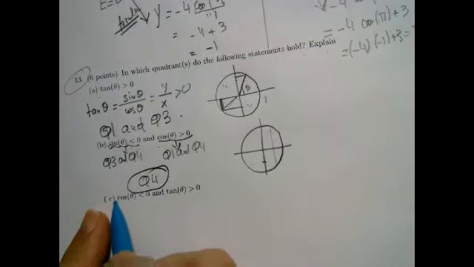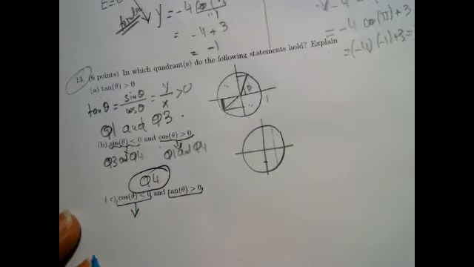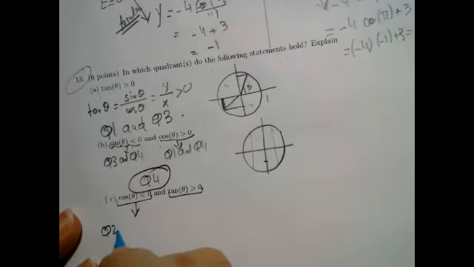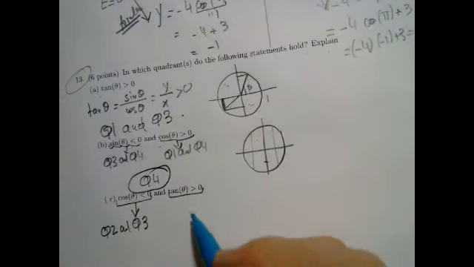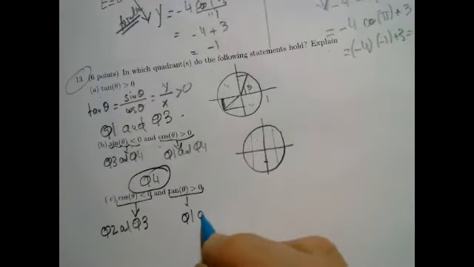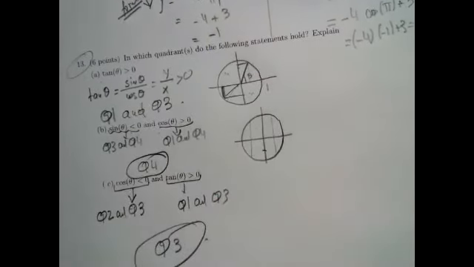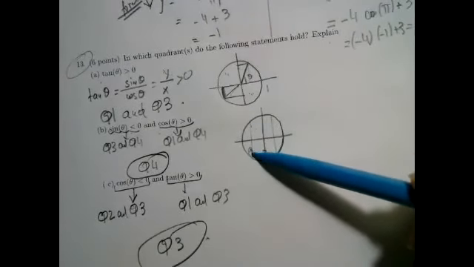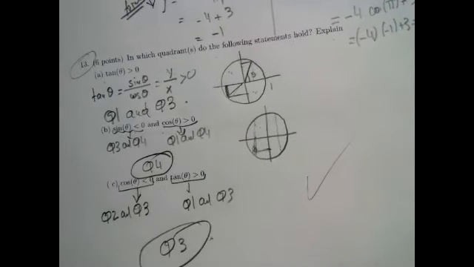Okay, and finally, I want the cosine to be negative, and the tangent to be positive. Cosine is the x coordinate. So that's negative in quadrant 2 and quadrant 3. Tangent is positive. We've done this, quadrant 1 and quadrant 3. So the answer here will be in quadrant 3. So in this quadrant, the cosine is negative because it's the x coordinate. The tangent is positive because the y is negative and the x is negative. End of those problems.